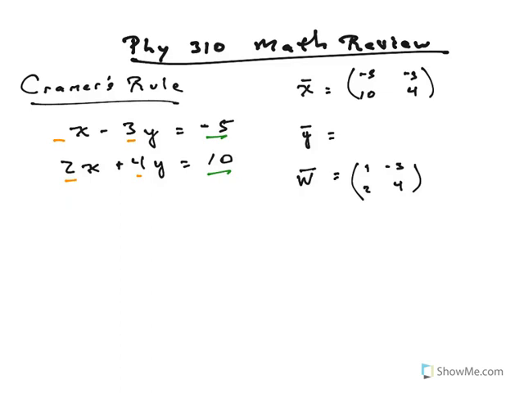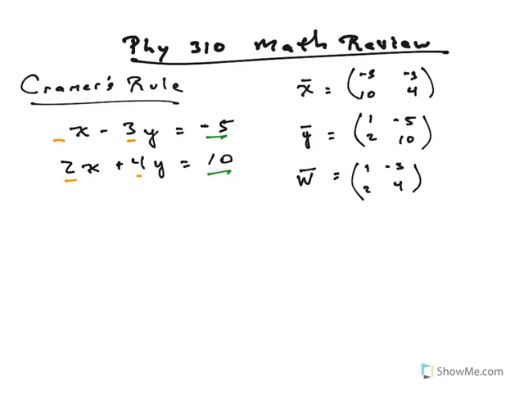Okay. And then the y matrix, the other one, same exact process. This matrix is going to be just like the W, except since I'm looking at the y matrix, the y variables change. So my x stays the same, 1 and 2. But now instead of writing the y coefficients, I write the answers. So that's -5 and 10.